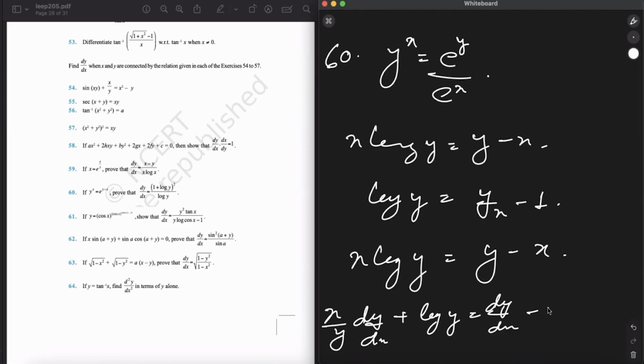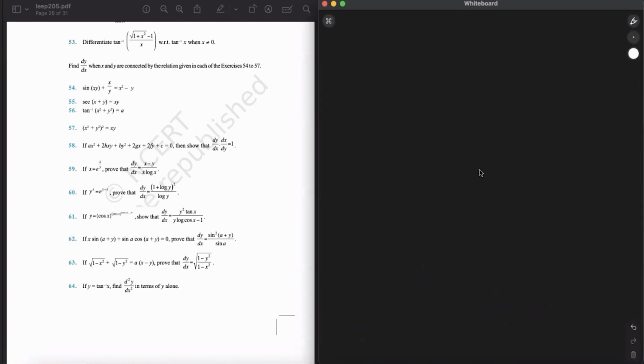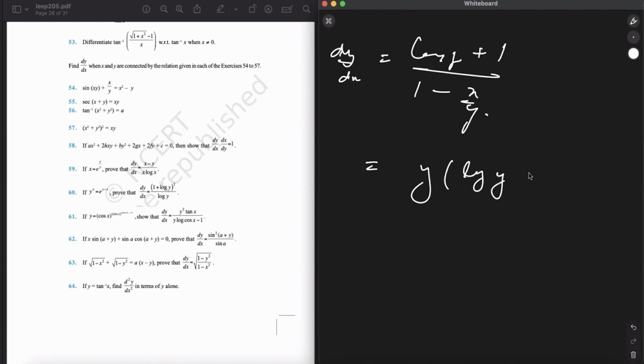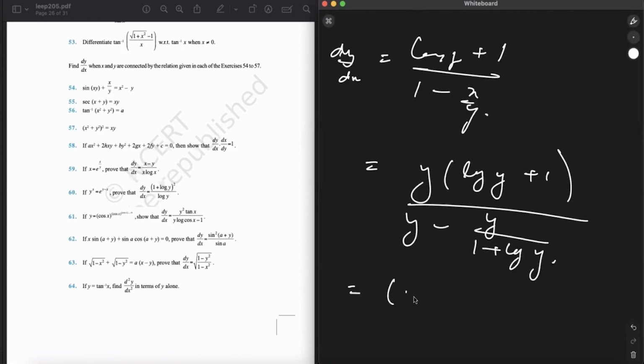dy by dx माइनस 1. ठीक है, तो dy by dx को पूरा अगर कर दें तो log y प्लस 1 होल ओवर 1 माइनस x अपॉन y. तो y log of y प्लस 1 होल ओवर बाय y माइनस y अपॉन 1 प्लस log y. तो 1 प्लस log y का होल स्क्वायर डिवाइडेड बाय log y. यही हम लोग को प्रूव करना था.